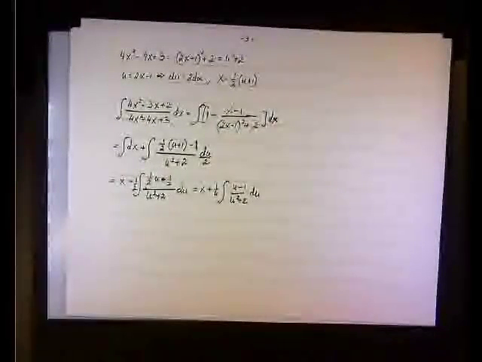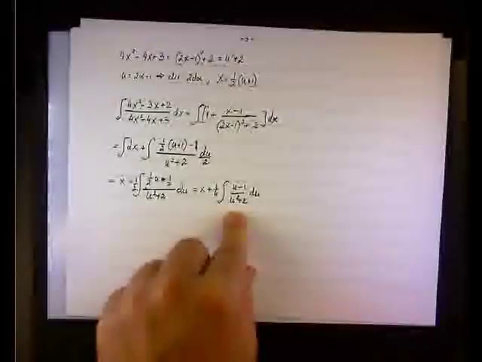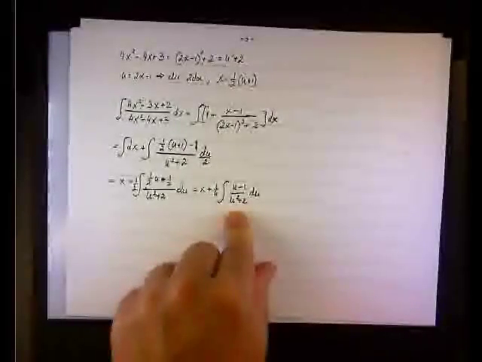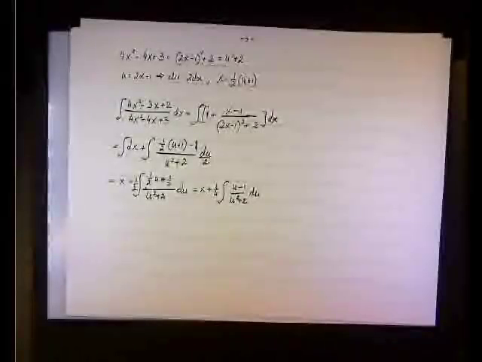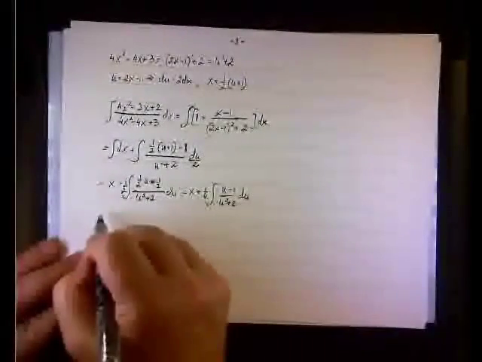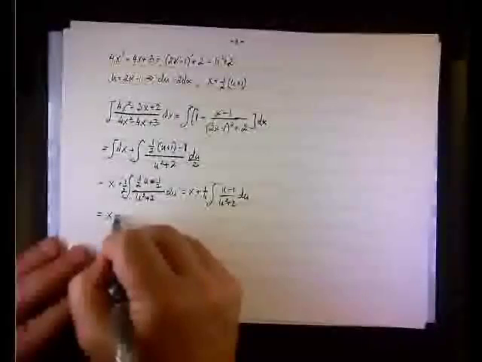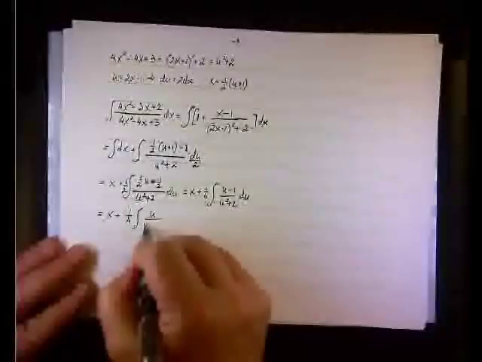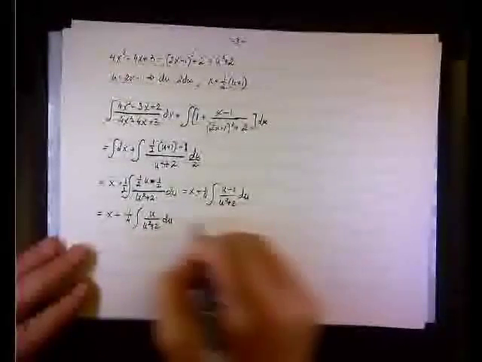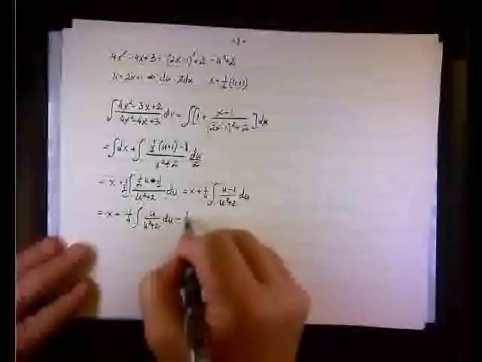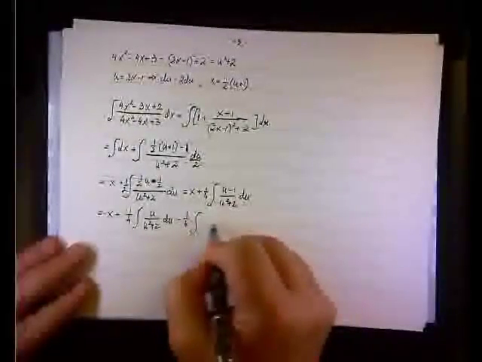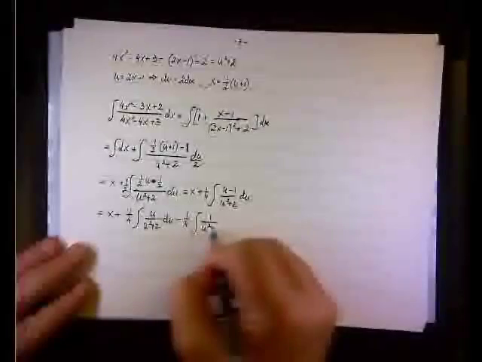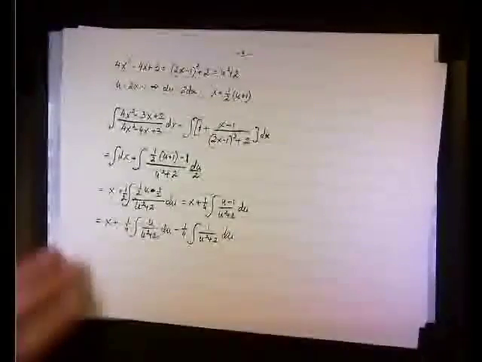Okay? One more step to take is break down this integral as the integral of u over u squared plus 2, and then negative 1 times the integral of 1 over u squared plus 2, something that we already have done before in the previous example. So we end up having x plus 1/4 the integral of u over u squared plus 2 du, and then minus 1/4 the integral of 1 over u squared plus 2 du.